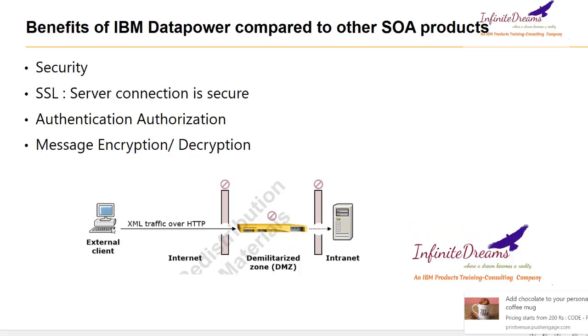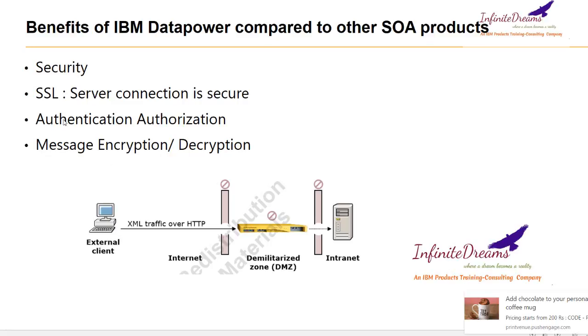Any requests which are coming from the external client will always go through the Data Power, and Data Power will basically authenticate and authorize. There are two types of security. One security is Data Power will check whether the request is coming from the proper channel or not. If the request is coming from the proper channel, then the request is authenticated.